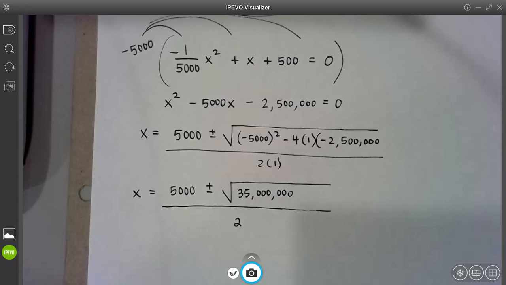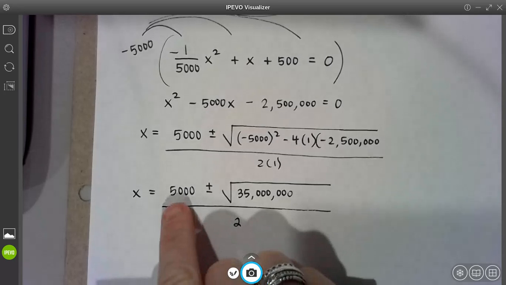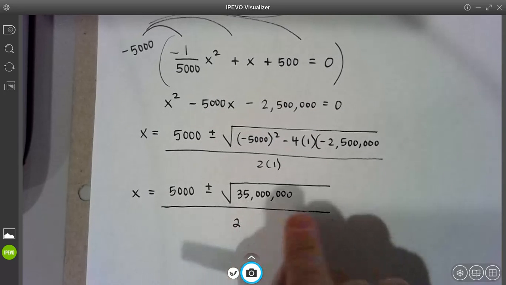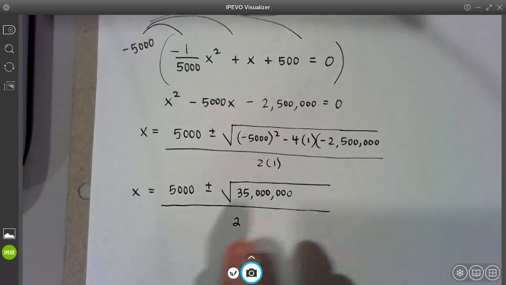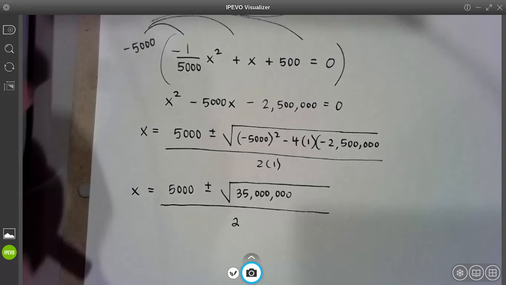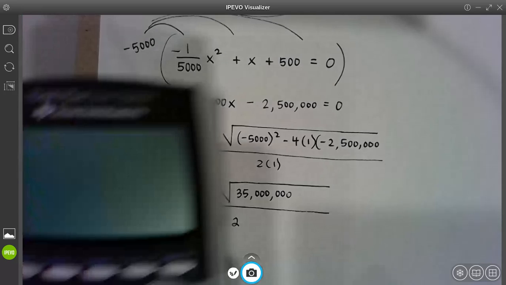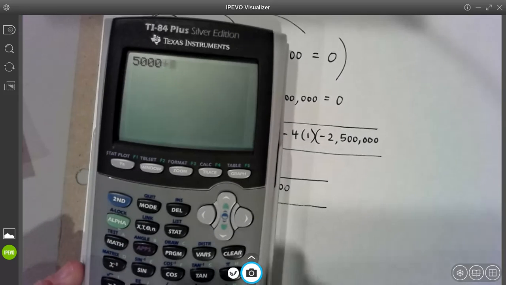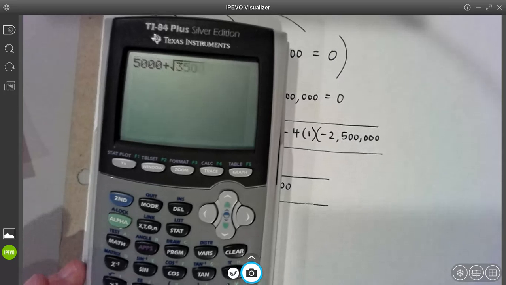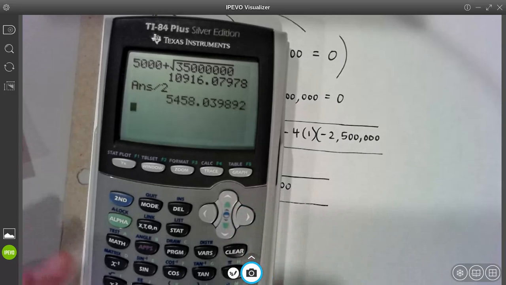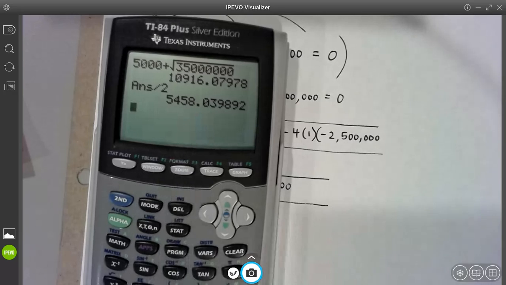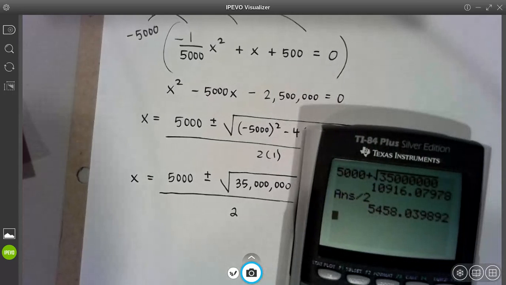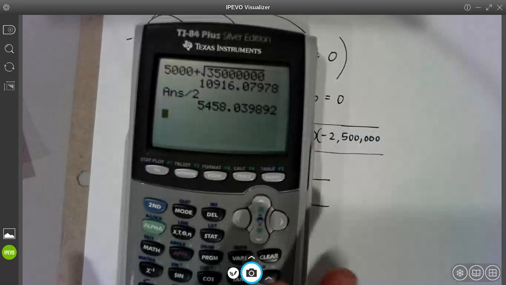So if they asked you for an exact answer, the exact answer would be 5,000 plus or minus the square root of 35 million over 2. Again, you could probably simplify that radical, which is fine. I'm just not going to because I'm running out of time. To get your estimated answer, just ask the calculator: 5,000 plus the square root of 35 million, divided by 2. So 5,458.04 feet from the base of the cliff is where it hits the water. That's what we were finding.